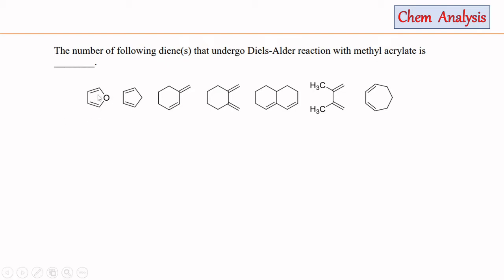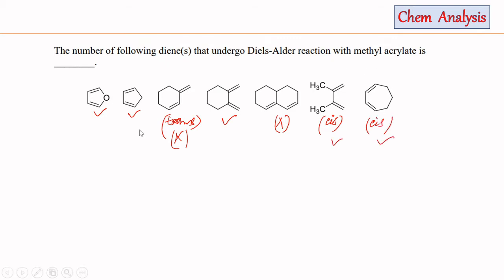Now for the first case, we can see it is a cis diene, so it will take part in the Diels-Alder reaction. This will also take part, but it is a trans diene, so it will not take part in the Diels-Alder reaction. This will take part. This is also trans, so it will not take part, and this is cis, so it will undergo the Diels-Alder reaction, and this is also cis, so this will also undergo the Diels-Alder reaction.